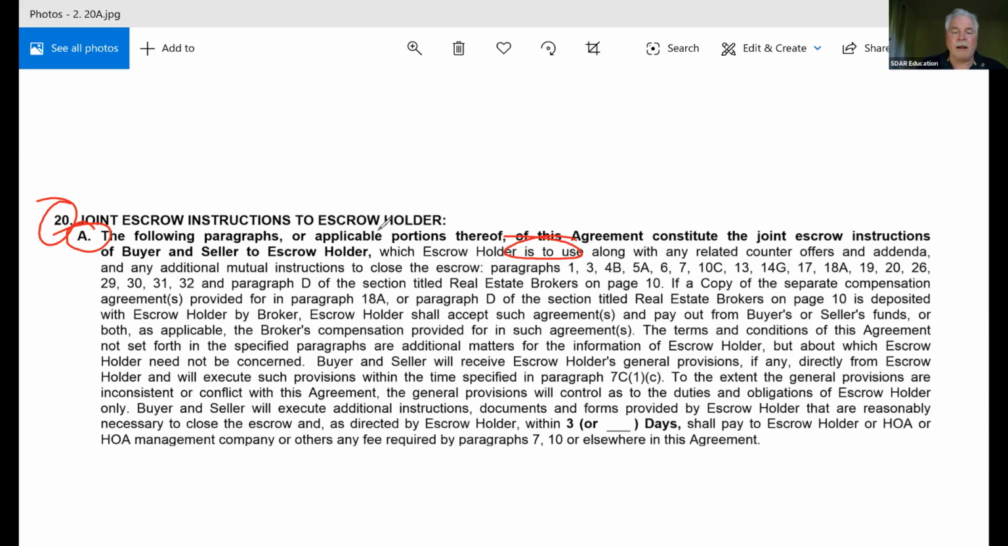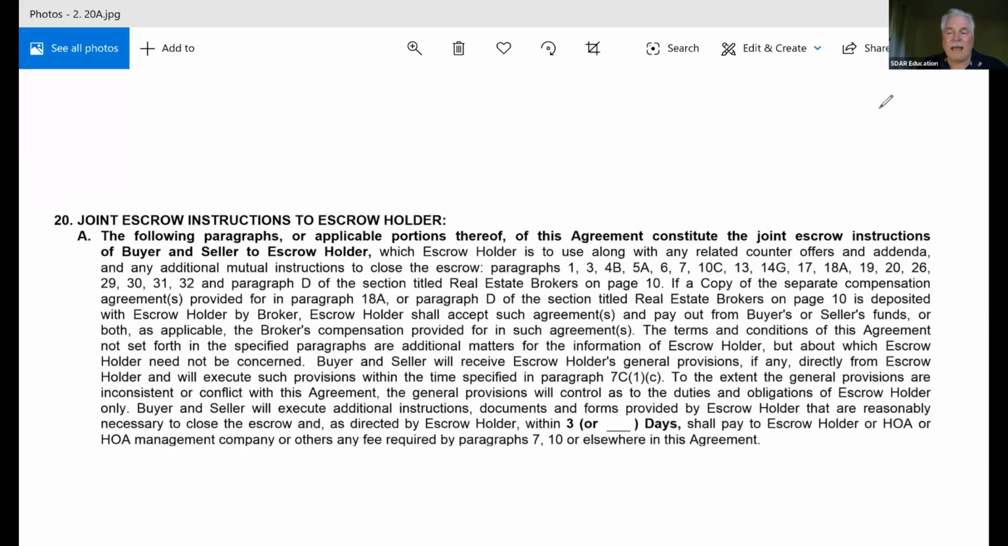We just need to read it, right? Okay, it has to be written in plain English, okay? Paragraphs, and then it lists the paragraphs, okay? Look at all these paragraphs, all these things, okay? Of the section titled Real Estate Brokers on page 10, okay? So that's what this is now going to be. So that's kind of cool.